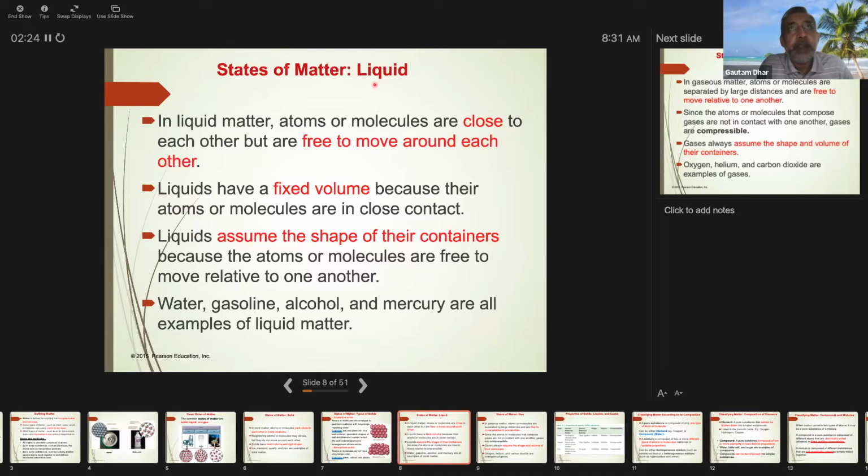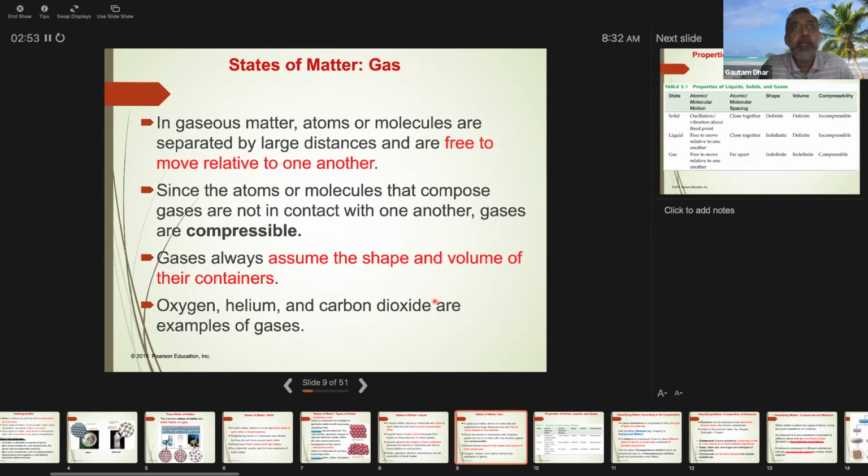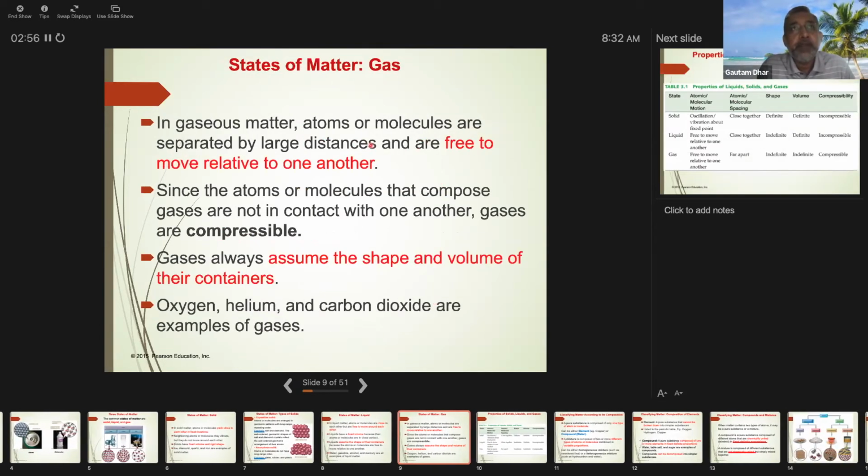Now the next state of matter is the liquid. In the case of liquids, the atoms and molecules are close, but they are still free to move past one another, and that gives the fluid property of the liquid. And they have a fixed volume, but no definite shape. So that's the characteristic of the liquid. Okay, they assume the shape of the container, and you can think of a liquid from these examples here: gasoline, alcohol, water, mercury.